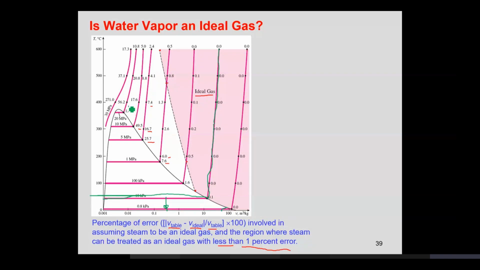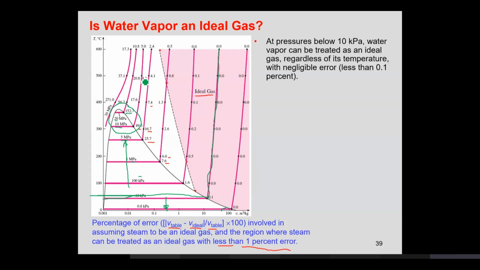However, in this region where you have a critical point, the pressures are very high, 100 kilopascal, 1 megapascal, 5 megapascal, 10, 20 megapascal. The error goes very high, up to 150%. So you cannot assume water to be an ideal gas at high pressures. Is this point clear to you?